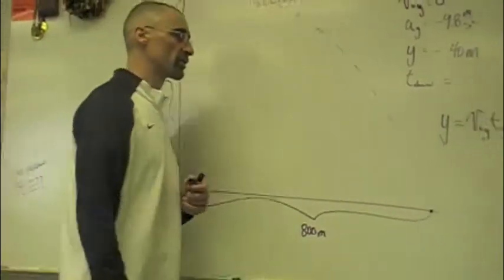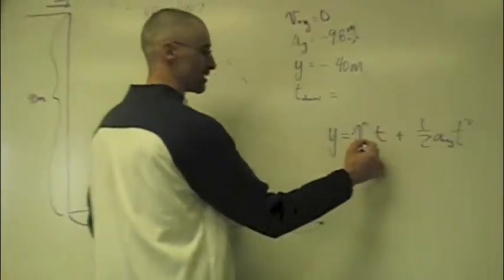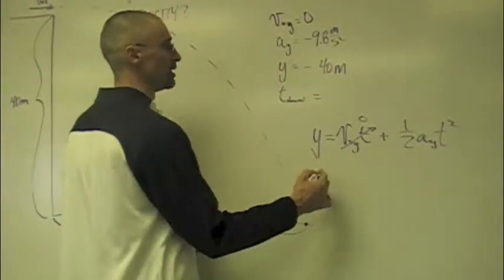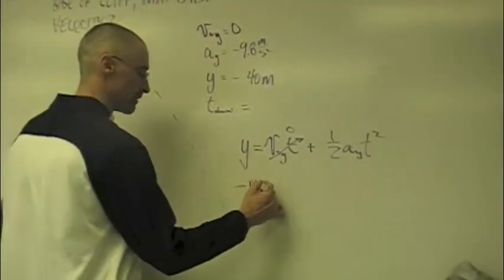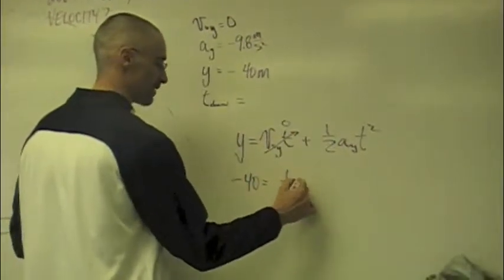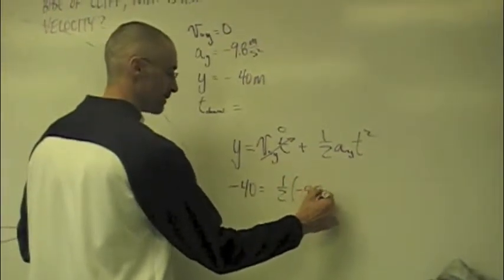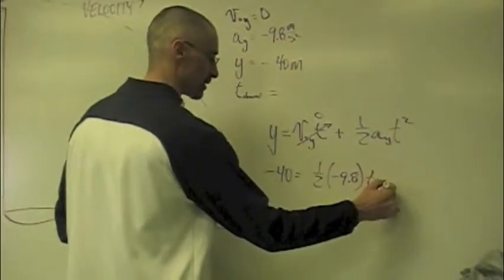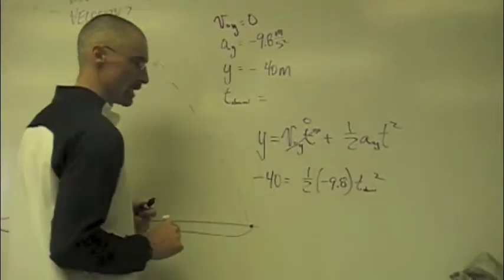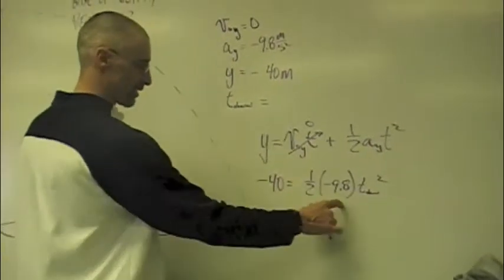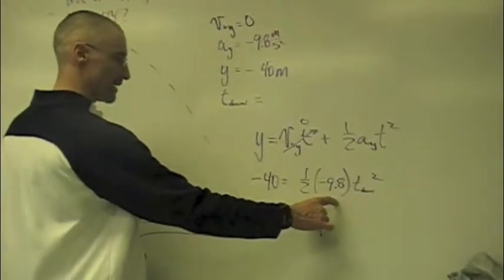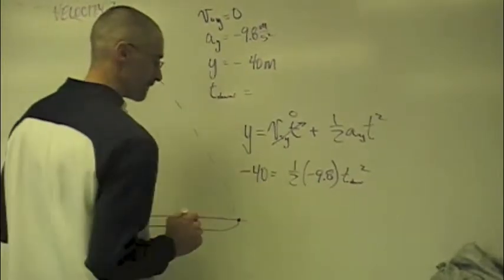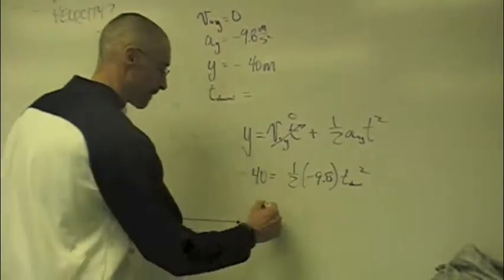Now the good news about this one is we don't have any initial velocity in the y. That's 0, so that whole term goes to 0. So we have negative 40 equals 1/2 times negative 9.8 times t down squared. And you guys have to help me here. We get 40 divided by 4.9, and then take the square root of that.